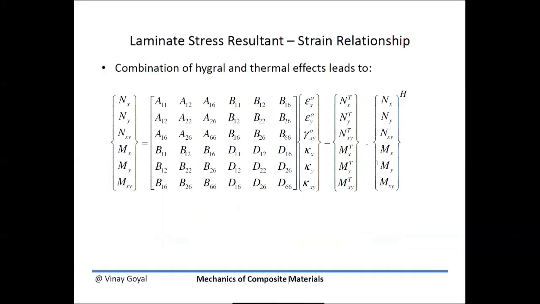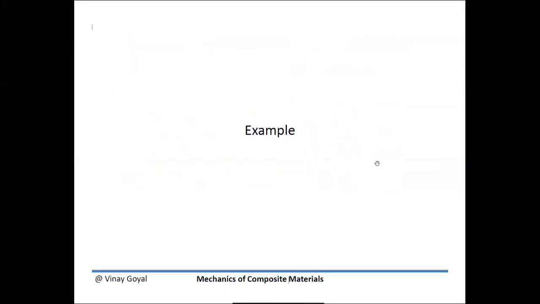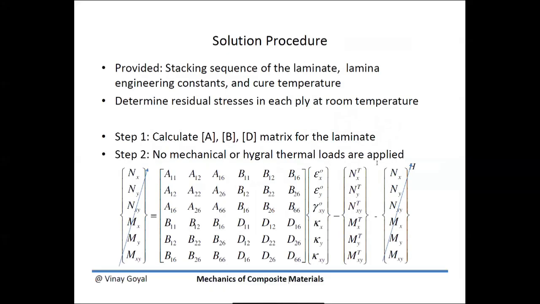And in the finite element modeling, you can apply all these thermal and moisture conditions and mechanical loads, and then determine the deflections. And from the deflections, again, you can then solve for the applied stresses and strains, as we discussed earlier. An example. So the solution procedure is: provided a stacking sequence of the laminate, the lamina engineering constants, and the cure temperature, we want to find out the residual stresses in each ply at room temperature. So given the cure temperature, what is going on at room temperature?